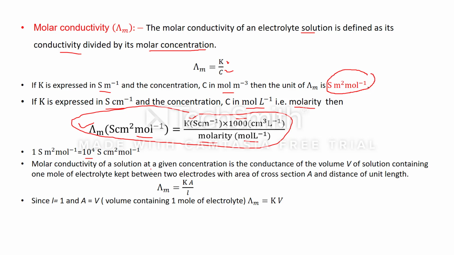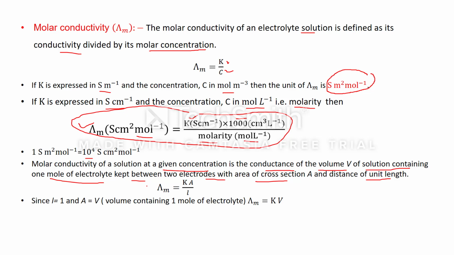Now again, we can also define the molar conductivity in another way. Molar conductivity of a solution at a given concentration is the conductance of the volume V of solution containing 1 mole of electrolyte kept between two electrodes with area of cross section A and distance of unit length. In simple way, we can say molar conductivity of a solution is equal to the conductance when V volume of its solution contains 1 mole of electrolyte.